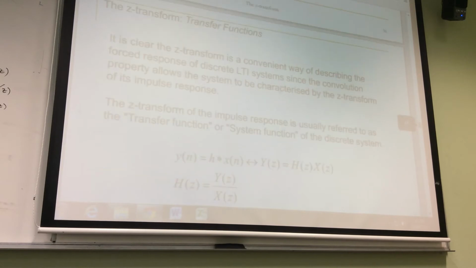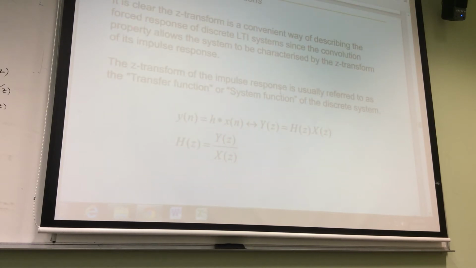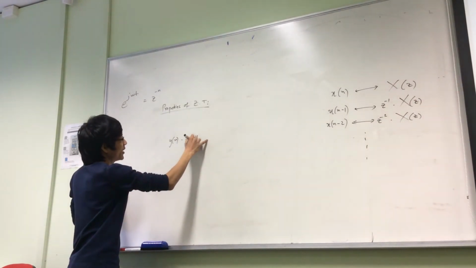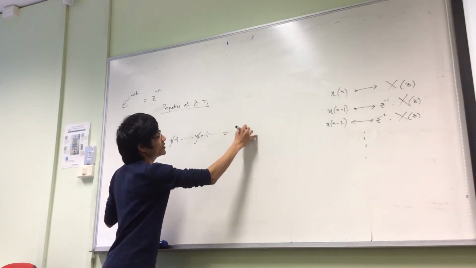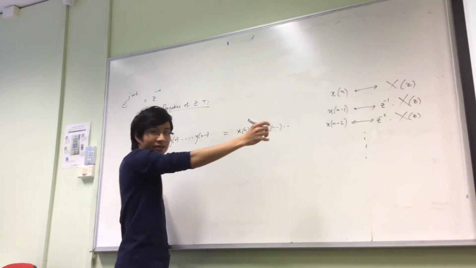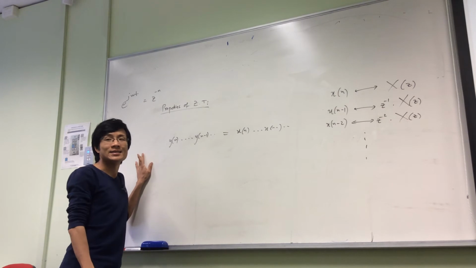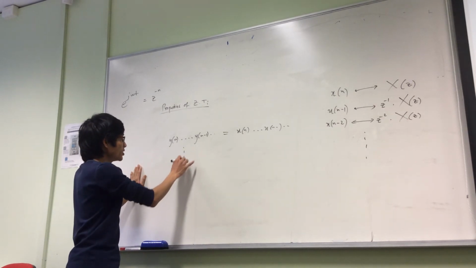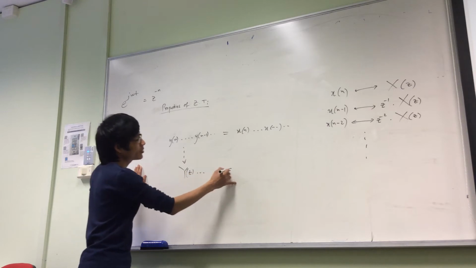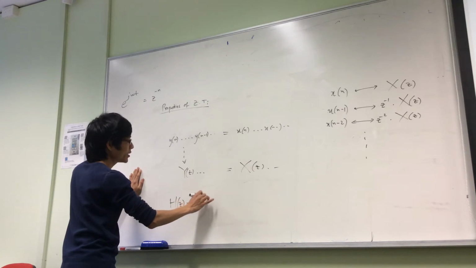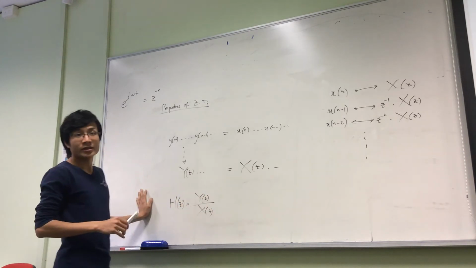Now we talk about transfer functions. How to get transfer functions? Let's say you have y[n] plus something y[n minus 1] equal to x[n] plus something x[n minus 1], as we got before. In order to get the transfer function, you need to convert everything here into Z transform. So you convert them into something of Y(z) equal to something of X(z), and then you can get H(z) equal to Y(z) over X(z).